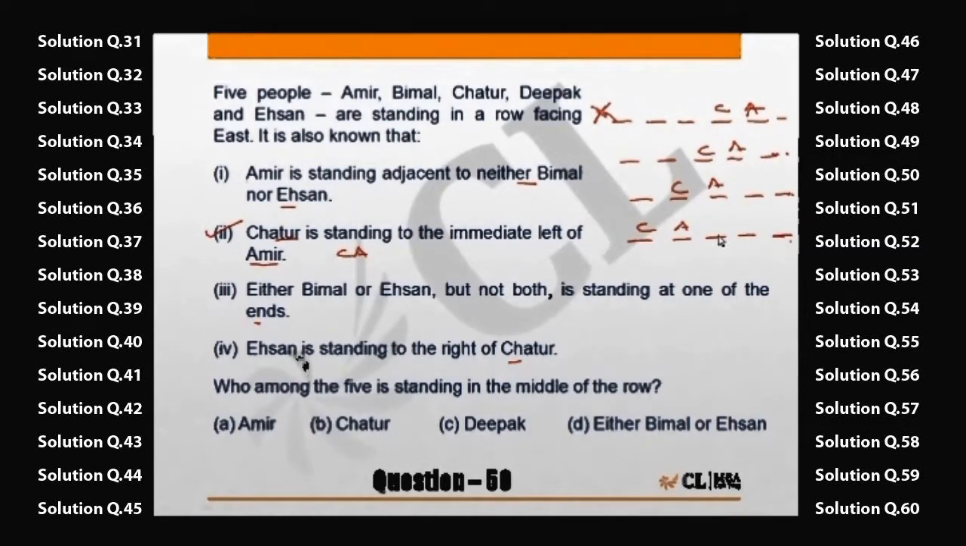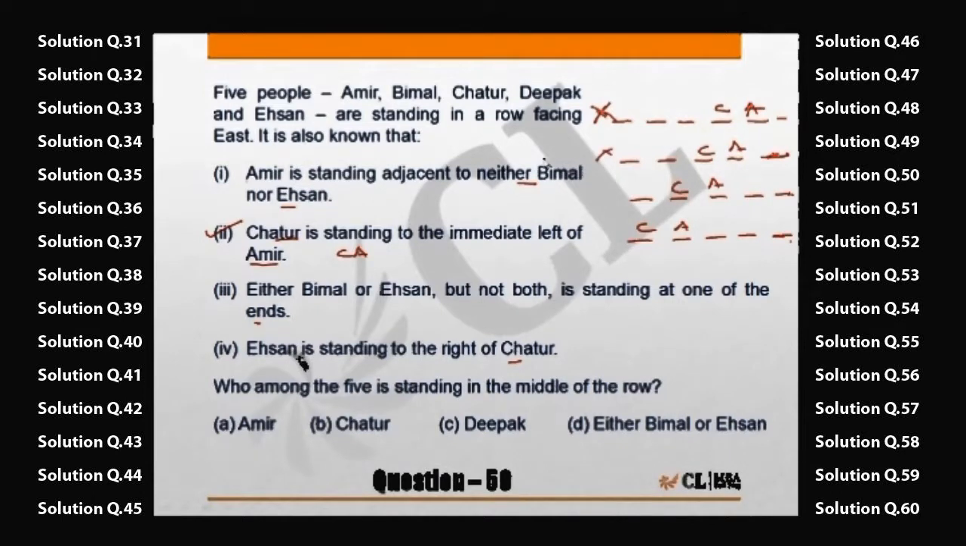E could be standing to the right of Chatur. Okay. But look at the other statements. Amir is standing adjacent neither to Bimal nor Ehsan. So E cannot be standing here. E will have to be on this side. If E cannot be standing here because he cannot be next to Amir, so A and E cannot be together. So that means this arrangement also is not possible.